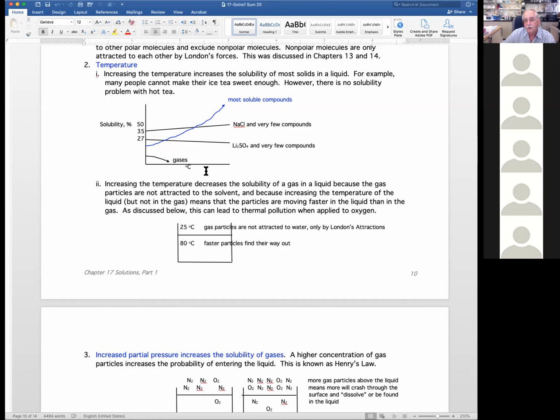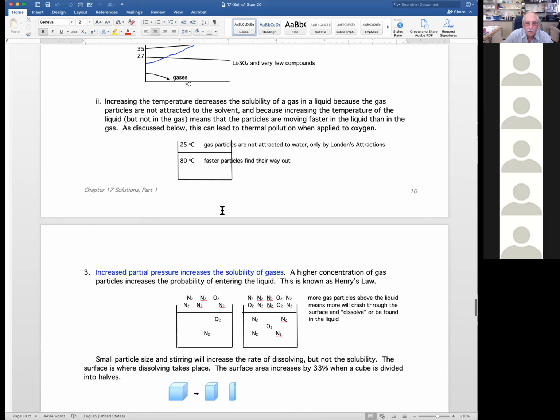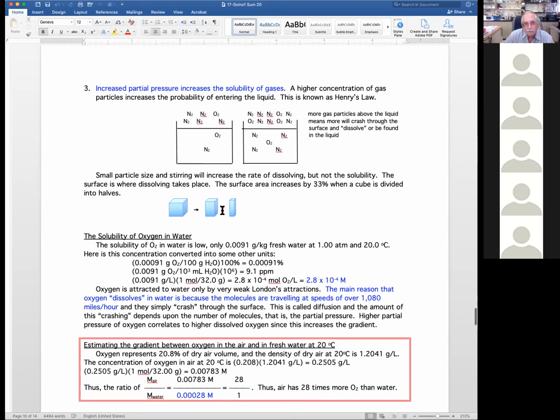So what happens if you have hot water? In hot water, the particles get down in here, and guess what? Their speed is related to the temperature. So they're going faster in the hot water. So they'll spend less time before they find their way out again. And increased partial pressure increases the solubility of gases. So if I got a few gas particles up here, there's going to be not so many dissolved. I got a bunch more, then I'll have much more dissolved. Okay.